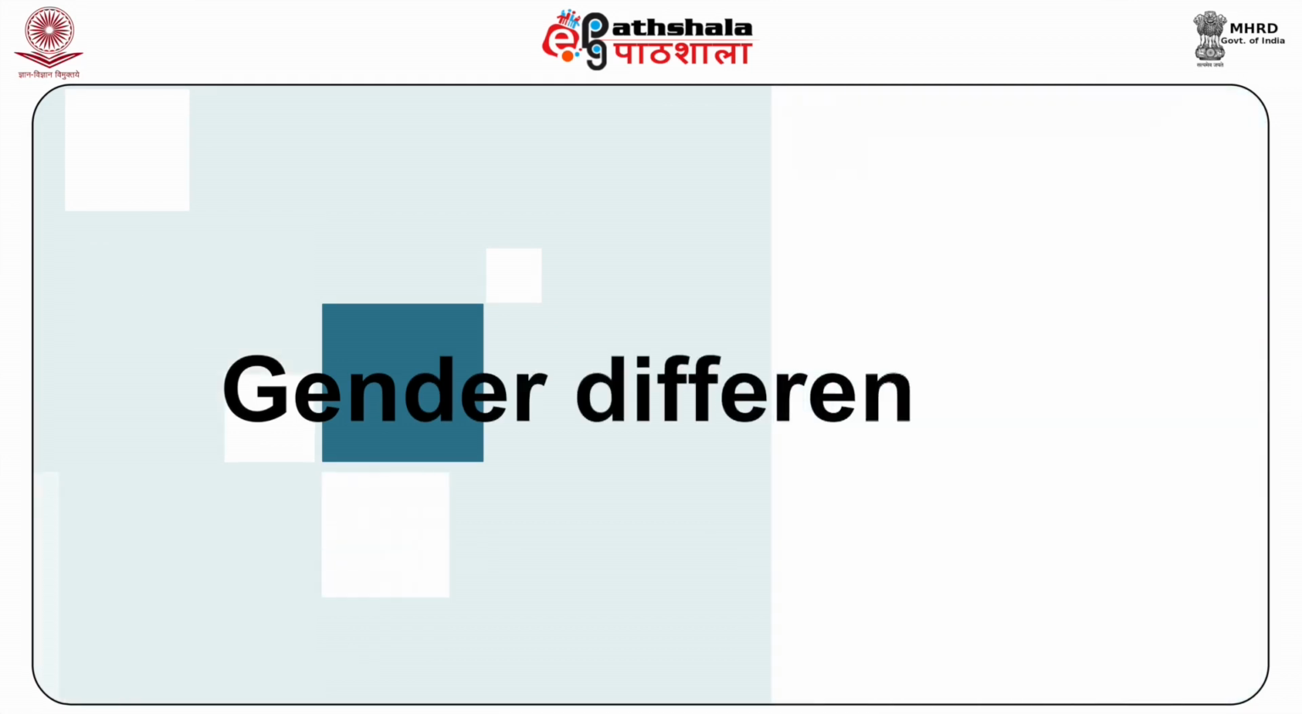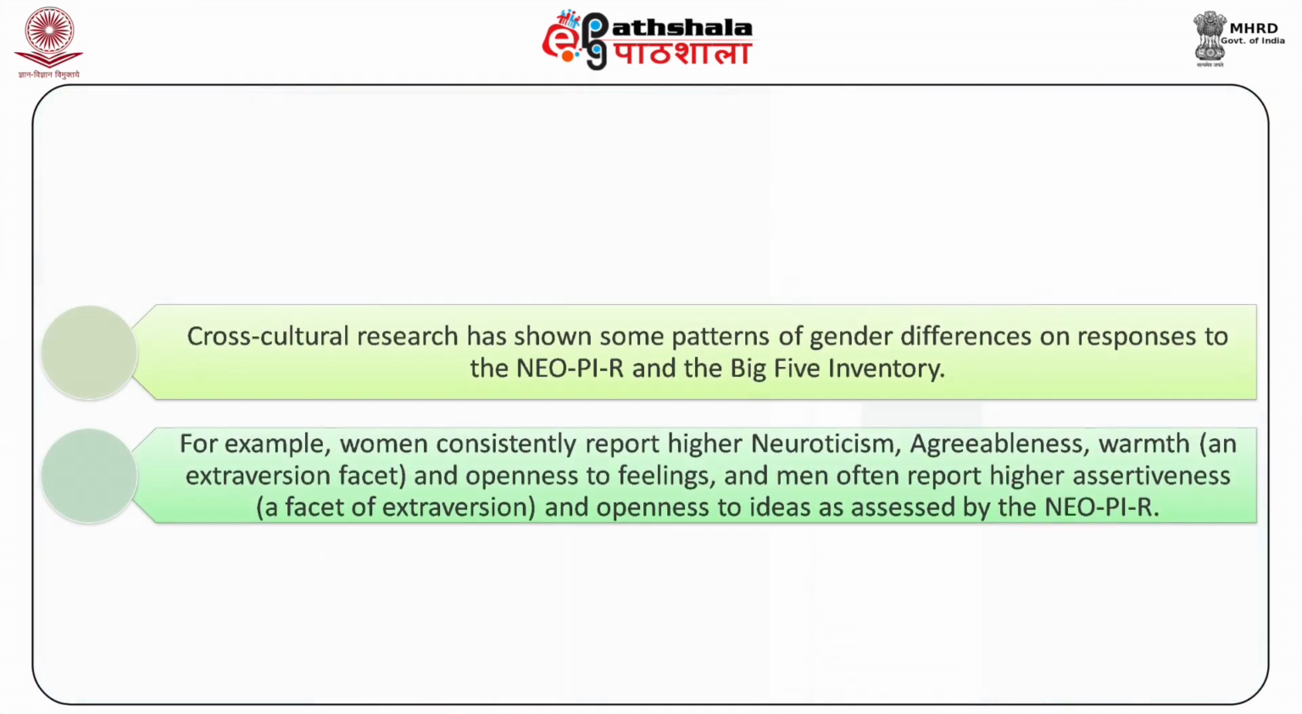We can talk about gender differences here. Cross-cultural research has shown some patterns of gender difference on the responses to the NEO-PIR or the Big Five inventory. For example, women consistently report higher neuroticism, agreeableness, warmth, which is an extraversion facet, and openness to feelings. And men often report higher assertiveness, which is also a facet of extraversion, and openness to ideas as assessed by the NEO-PIR.